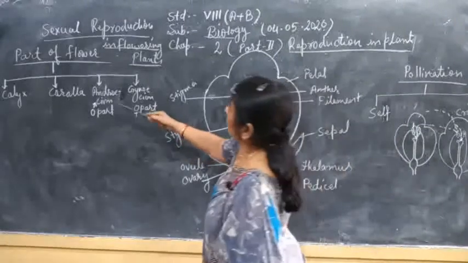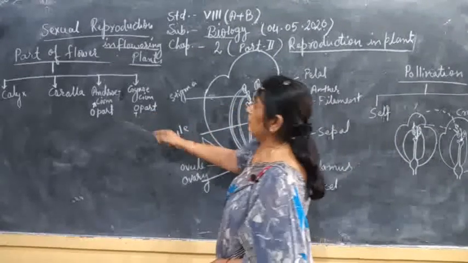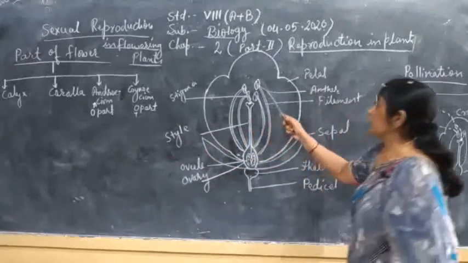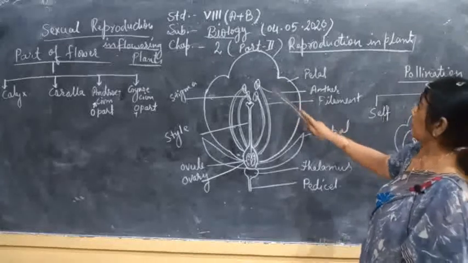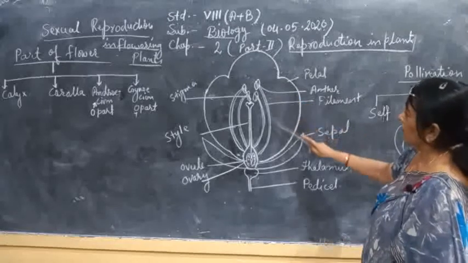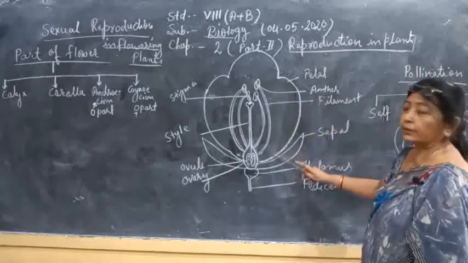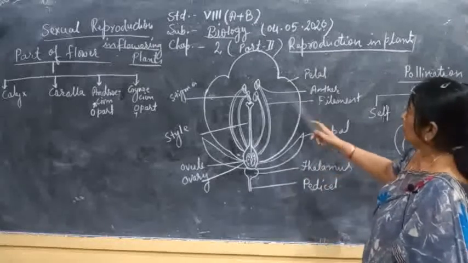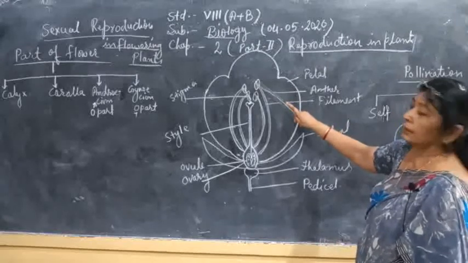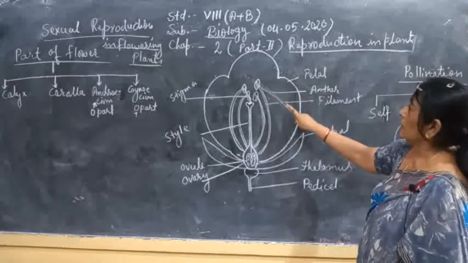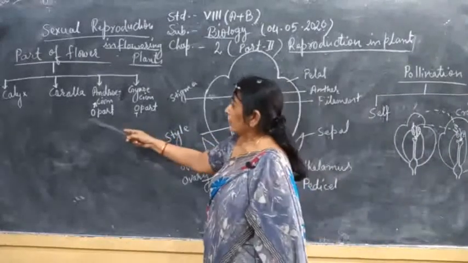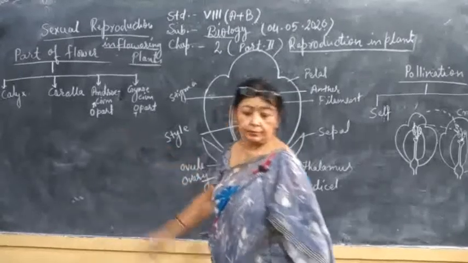The third part is called androecium. It is the male part of the flower. Androecium consists of stamens. Each stamen has two parts, anther and filament. This part is the anther and this thread-like structure is called the filament. Inside the anther, pollen grains are present. This male part is denoted by this sign.